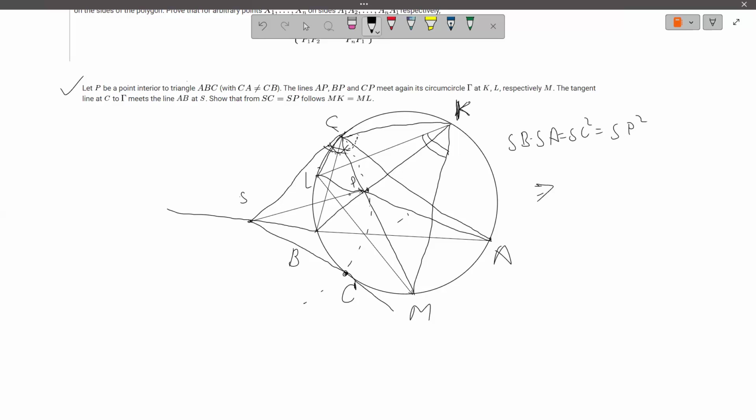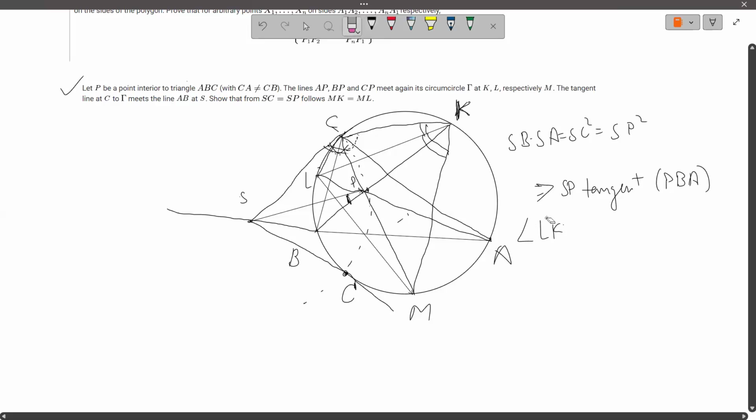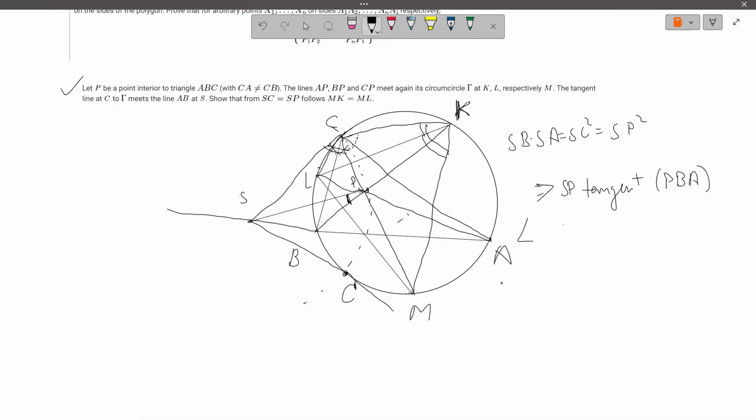That implies this angle is equal to this angle, or SP is tangent to ABP. Correct. Okay, so we get that this angle is equal to this angle is equal to this angle. Correct. And also due to the alternate segment theorem, we have angle LKM. Wait, LKM? I don't think we have LKM, right? No, we have CKM, sorry. So I can just extend this. So, nice, SPB is equal to LAB, which is equal to LKB.